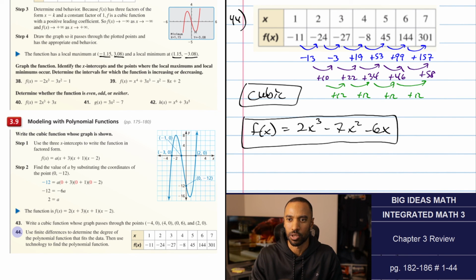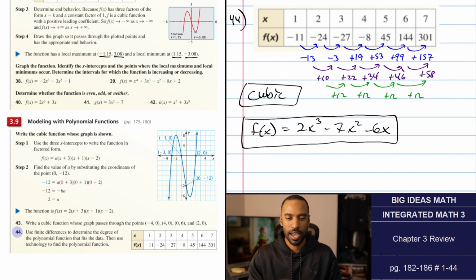Let's make sure that that's all they asked us to do in the final bit. Find a difference is determined. Use it to find the polynomial. Okay, that's it.